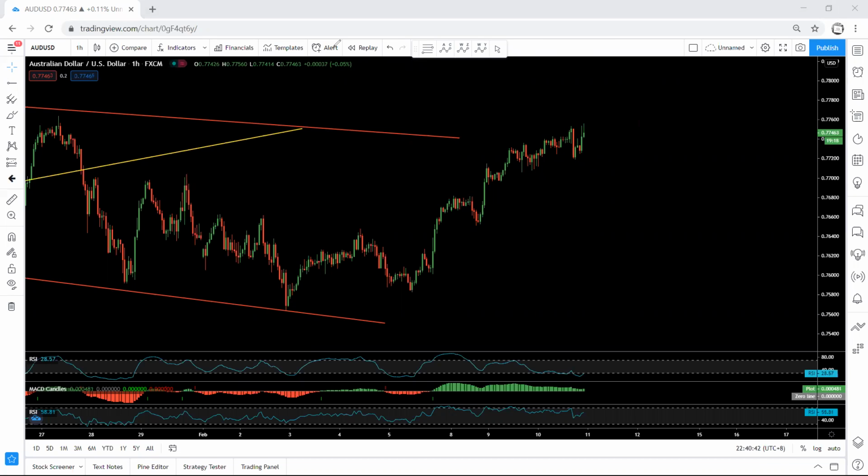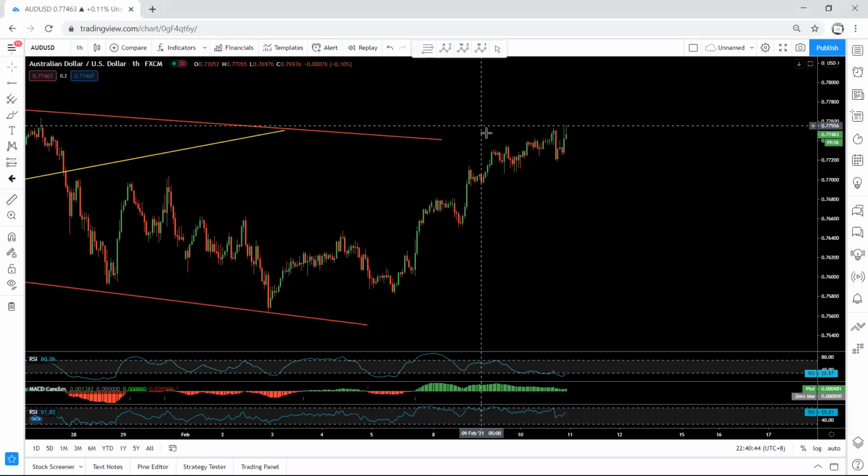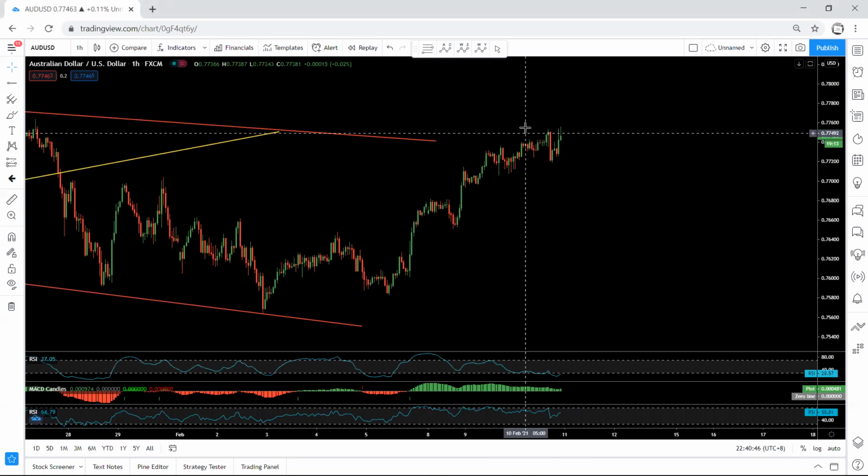Anyway, we don't have any trade setup. The only thing is we need to be quite careful if we're looking for buy. In this case, we just follow the chart.